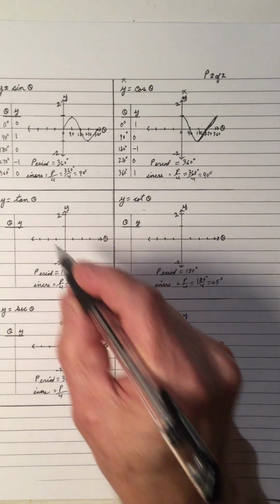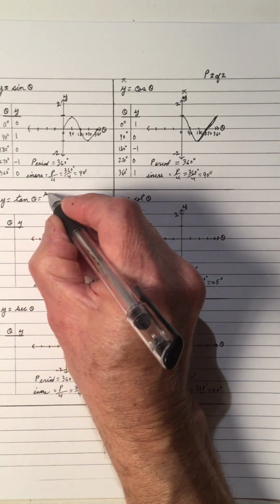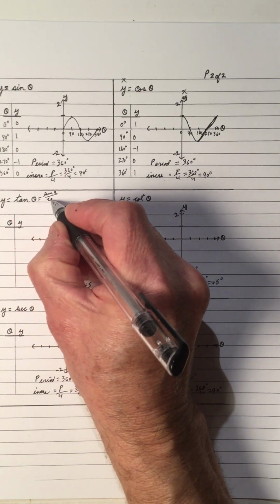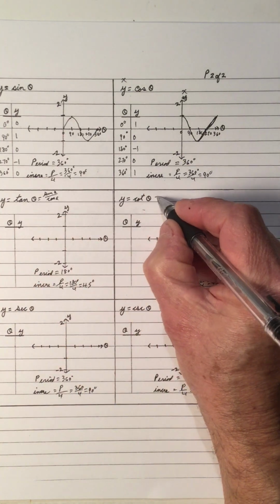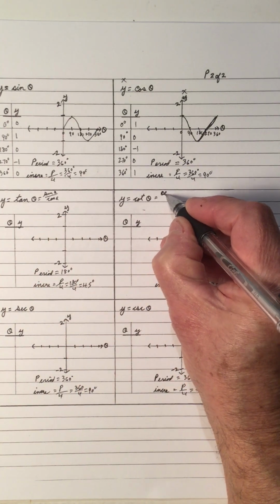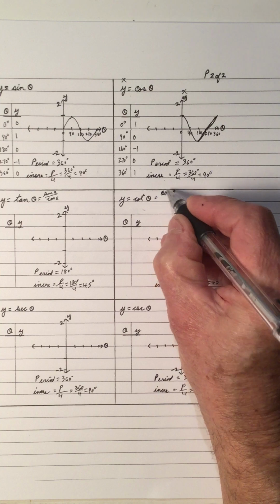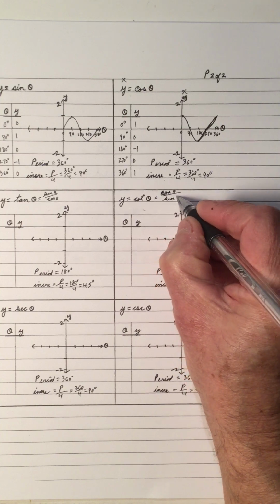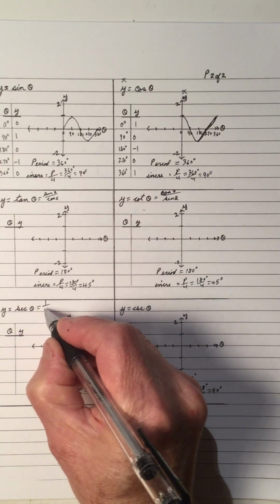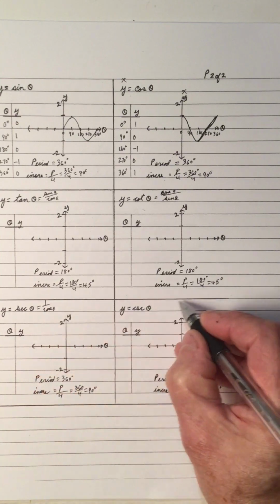Now, tan is sine over cosine. Cot is cosine over sine. Secant is 1 over cos.